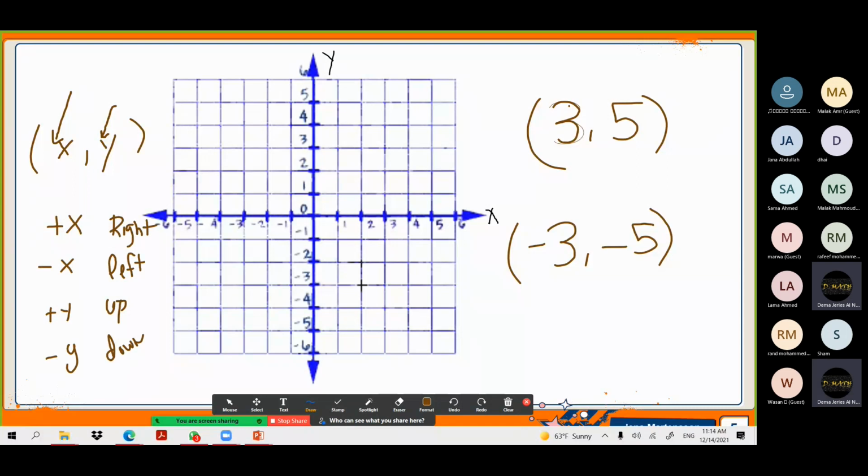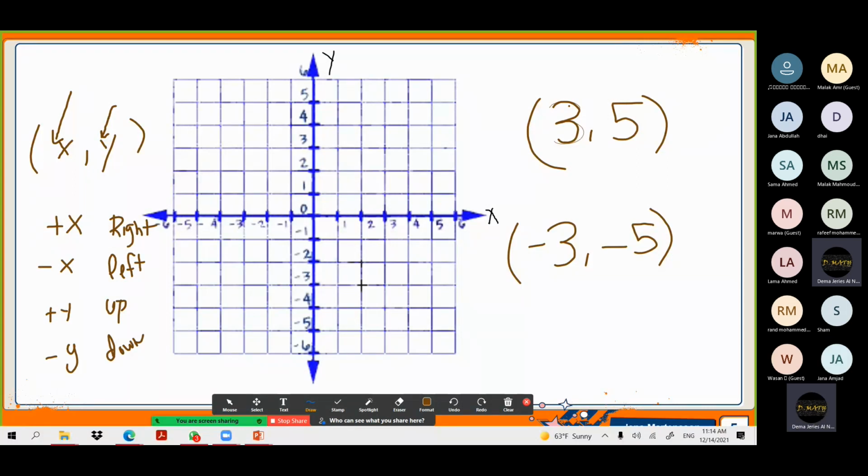This is the first thing. So why do we call it an ordered pair? Because it's ordered. It has an order, and it's very important. I cannot put y first, then x. No, x comes first, then y.